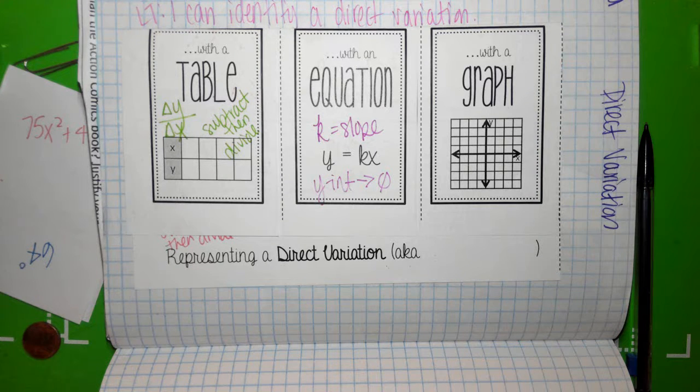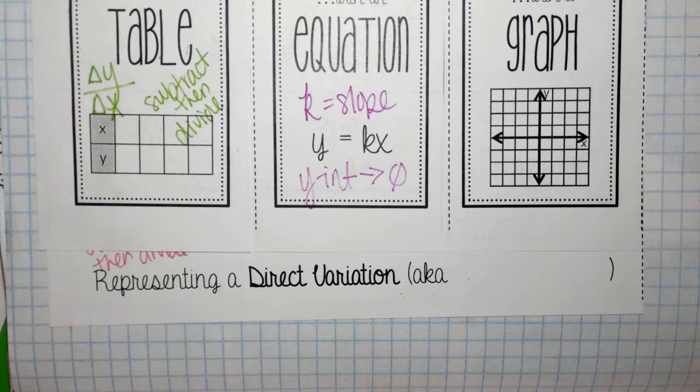Which is what we started yesterday. Who can tell me one thing about direct variation from yesterday? My voice is exhausted, so I can't yell over y'all, so we need to listen. CJ. It comes in 3 different forms. Okay, what are the 3 different forms? Table, equation, and graph. Take a point.